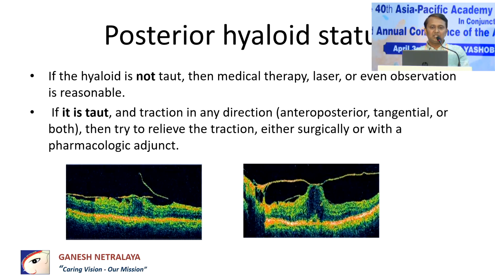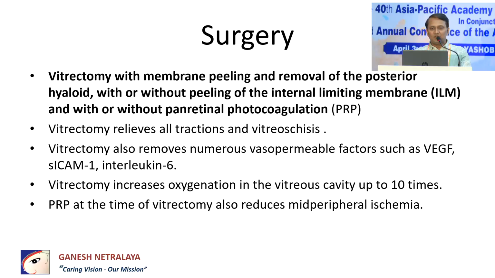So whenever there is a taut hyaloid, you need to remove it, whether it is in the form of anterior-posterior as well as tangential traction. You need to carefully look for it in the imaging, and you have to remove it surgically. So how does the surgery help? Surgery helps in relieving the tractions in all the directions, and also relieves the vitreous-related hypoxia. Vitrectomy increases the oxygenation in the vitreous cavity up to 10 times. PRP at the time of vitrectomy also helps in reducing the mid-peripheral ischemia.